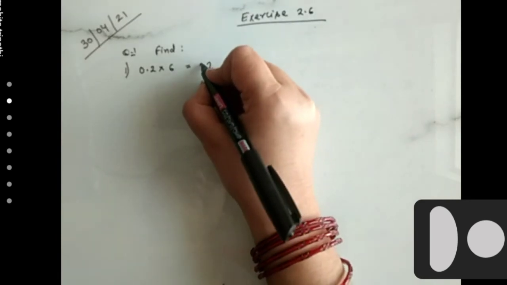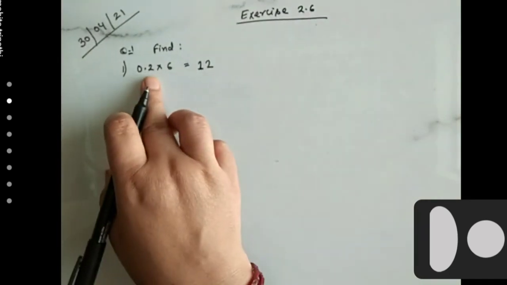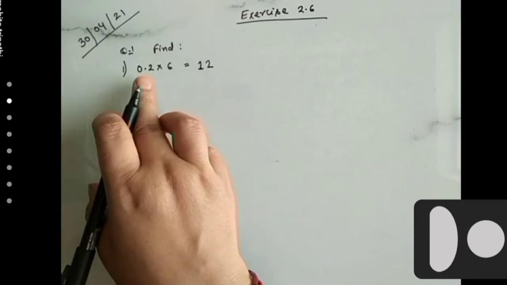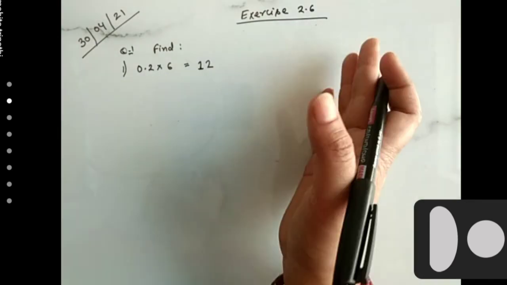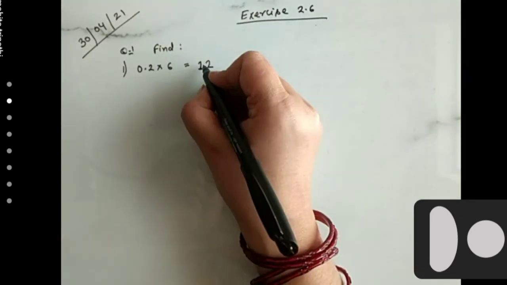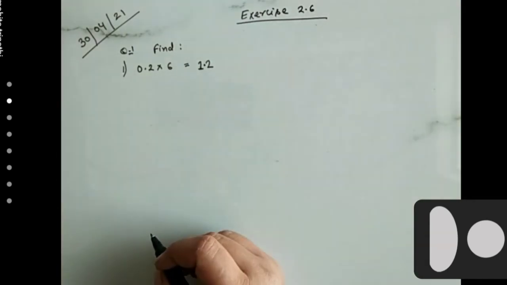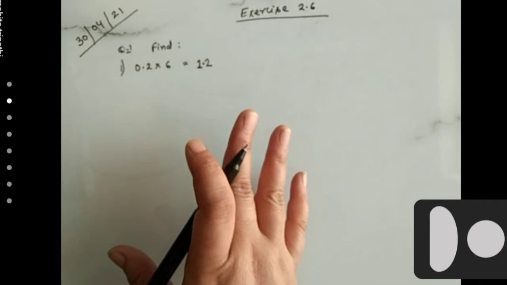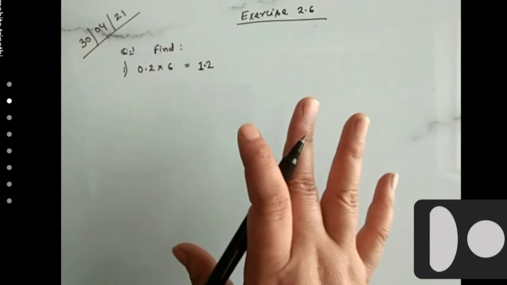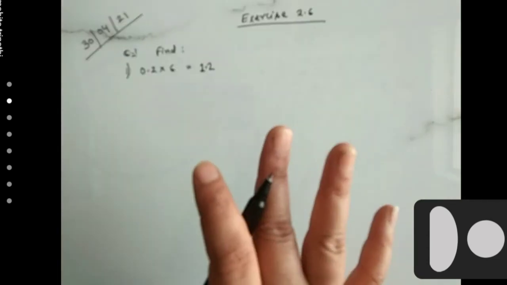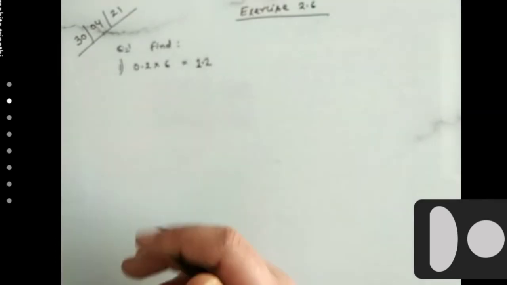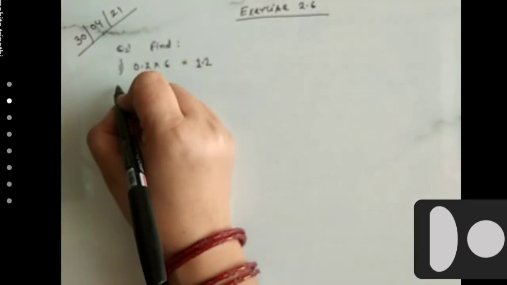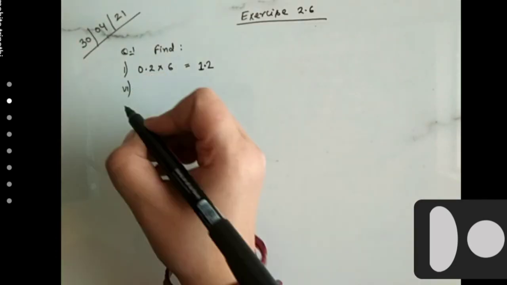Now, where will you put the decimal sign? Just see, after the decimal, only one place is there. So from the right hand side, after one place, we will put the decimal sign. The only thing you need to take care of is where you have to put the decimal sign.